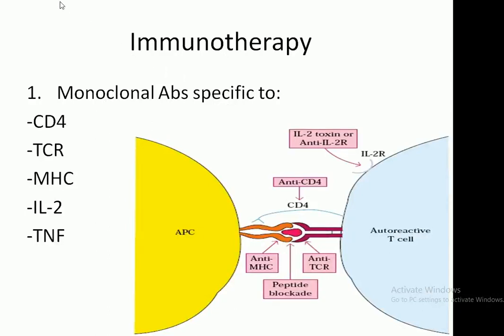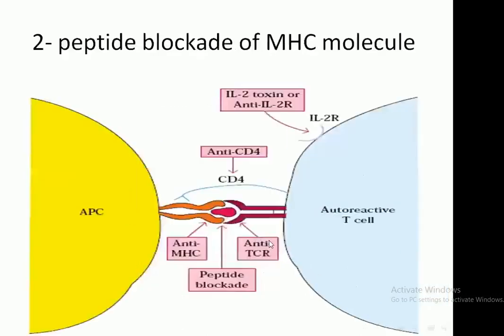And we must concentrate on the immune therapy that only suppresses the immune system and not all other highly dividing cells. So we use monoclonal antibodies specific to CD4, T cell receptor, MHC, interleukin 2, tumor necrosis factor. And as you know previously, this diagram shows us the stimulation and activation of the T cells, and this is the antigen presenting cells and T cells, and these are the receptors involved in the stimulation of the T cells, and we found autoantibodies against these receptors.